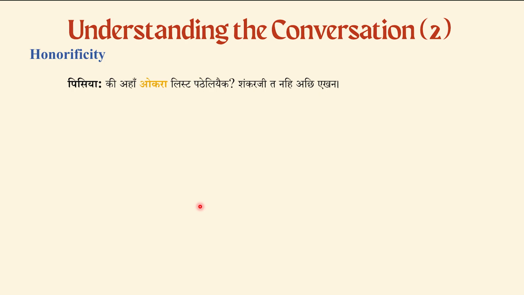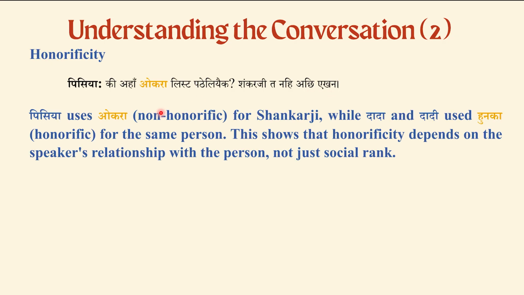In another sentence, Pisia, that is father's sister, says कि अहाँ ओकरा लिस्ट पठेलियैक. शंकर जी तो एखन नहीं अछि. So here Pisya, that is father's sister, uses okra, which is non-honorific for Sankarji. So she refers to Sankarji with a non-honorific terminology.